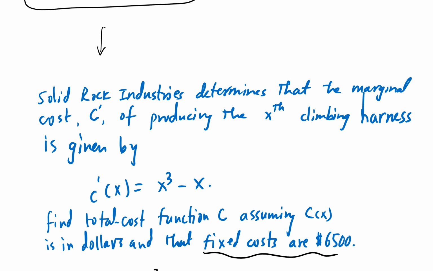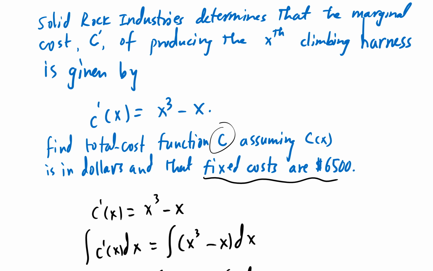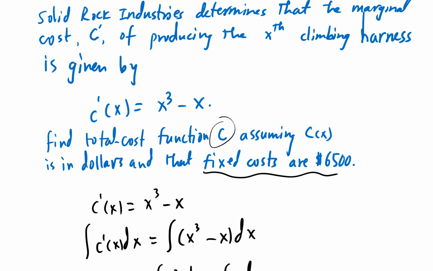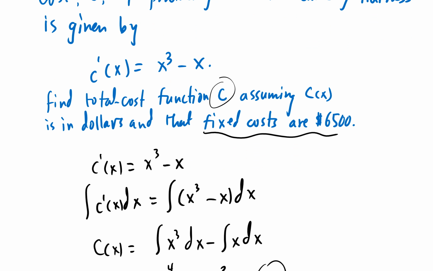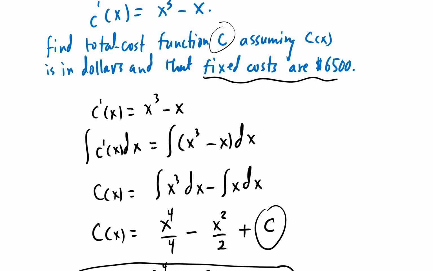So they give us C prime. They want us to find C. So how do you find C from C prime? We integrate both sides of that equation. On the left side, the integral of C prime is C of x. On the right side, we split it into a difference of two functions. Then you get x to the fourth over 4 minus x squared over 2 plus c.